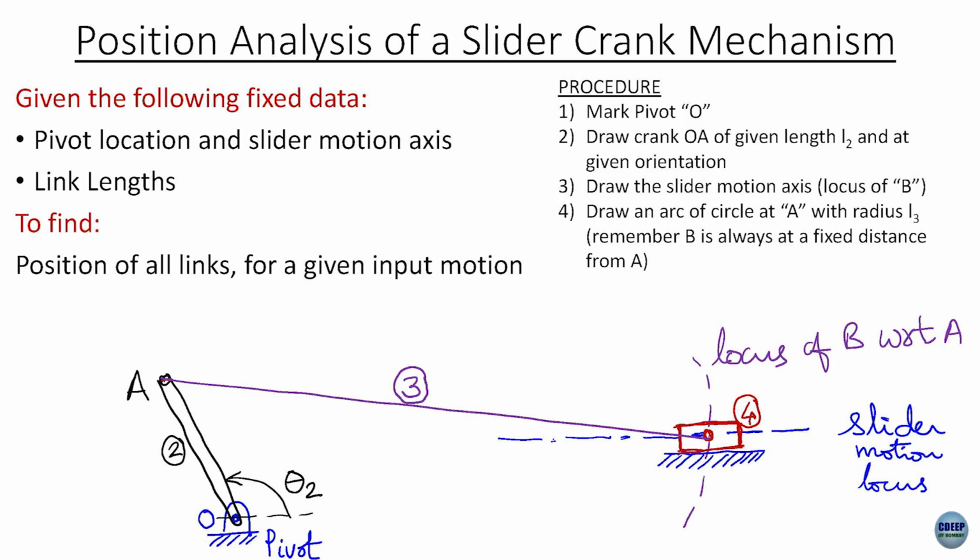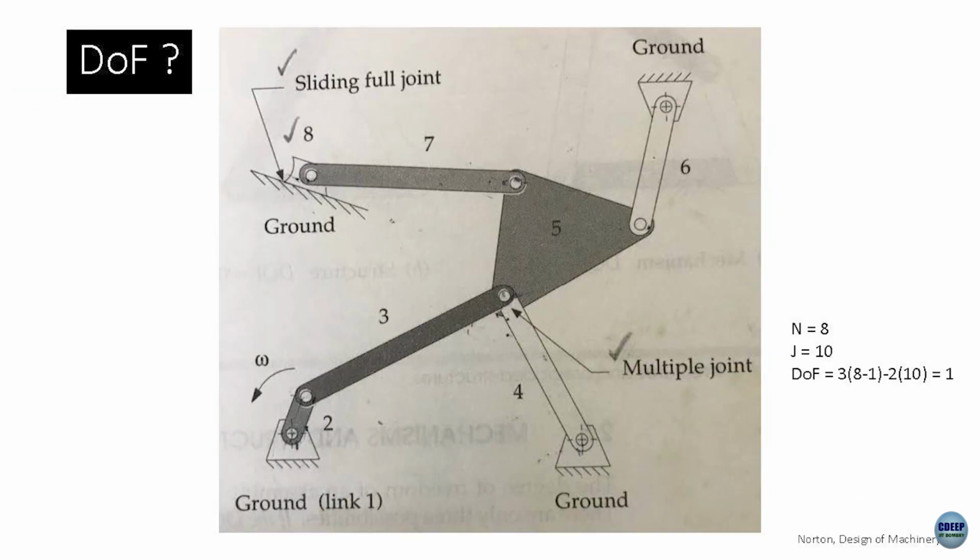For each position, I can just do this. Any given theta 2, I should be able to do. Is there any difficulty at all whatsoever? You should in fact be able to do even for that 8 link mechanism with single degree of freedom, correct? So, you went back here all the way, yes. Even for this, you should be able to do this approach.